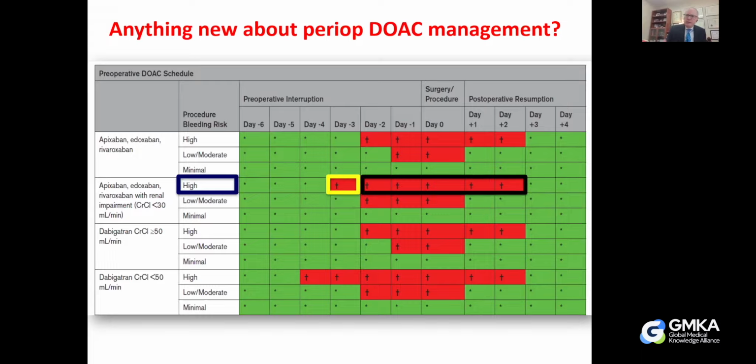So as we see DOACs being used more commonly in patients with impaired renal function, even severely impaired or even hemodialysis dependent, we probably want to extend the interruption interval because even though we don't have data in that population, I think it's very sensible to do that.